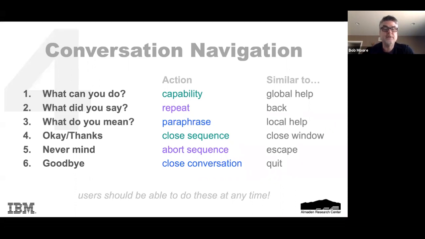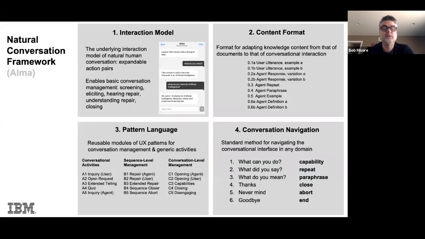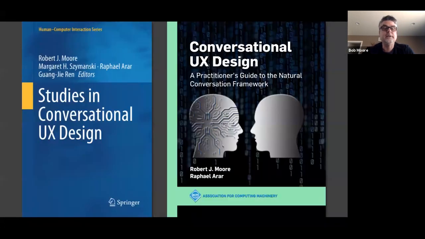Okay, and that's about all I have time for. Here's an example of those. This is a summary of the 4 parts of the framework: the interaction model, the content format, the pattern language, the navigation method. And the last one, these are the books that Gary was talking about. Studies in Conversational UX Design, that was out in 2018. That has contributions from a lot of other people as well. Conversational UX Design, that is probably out next month.